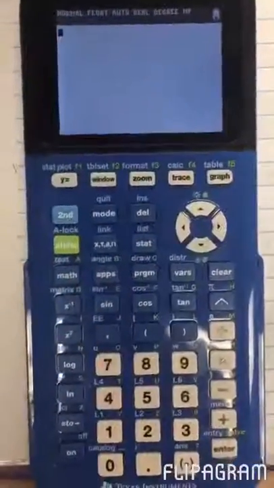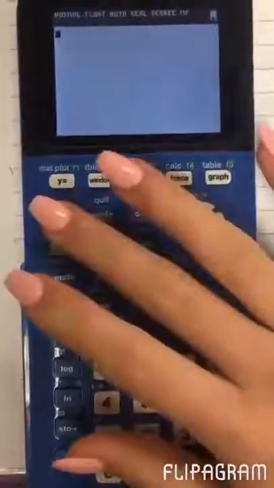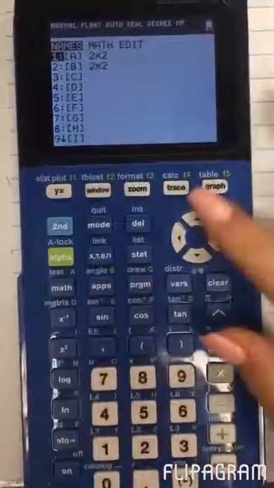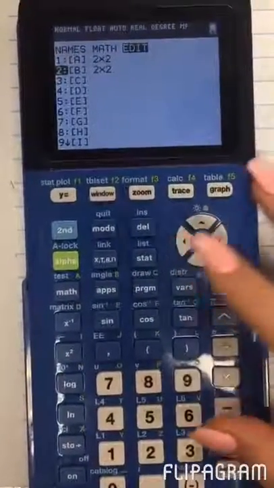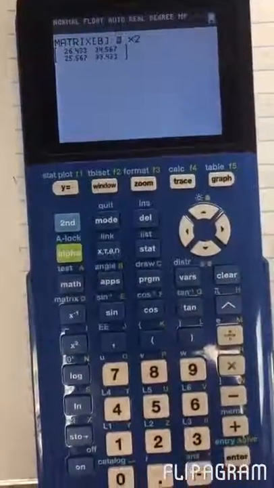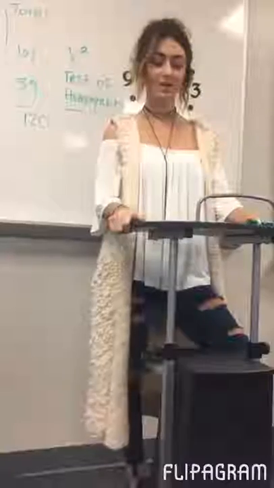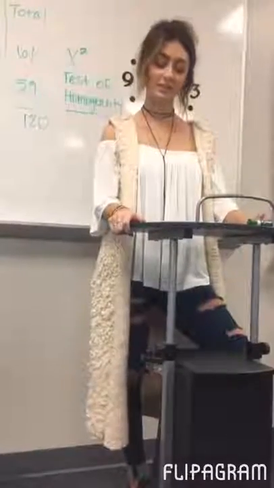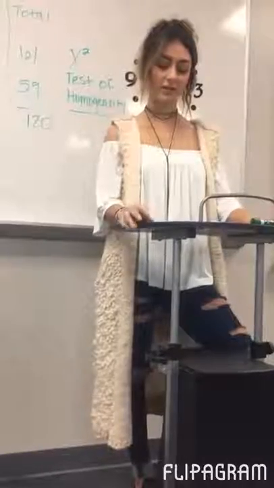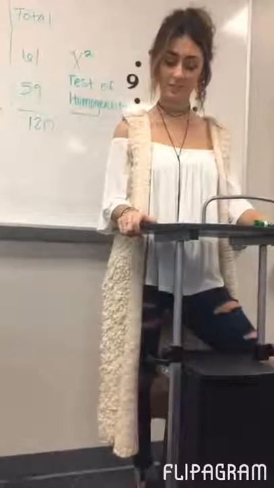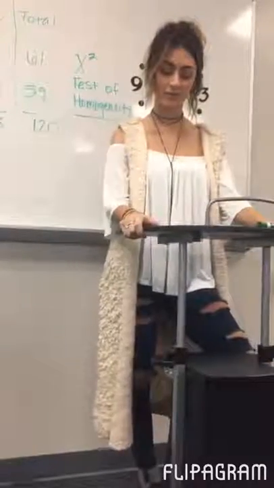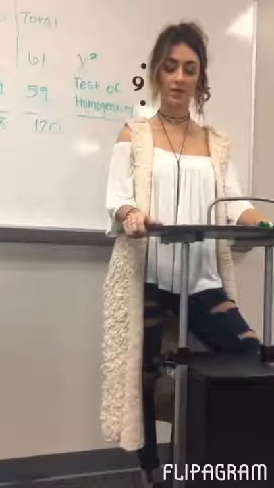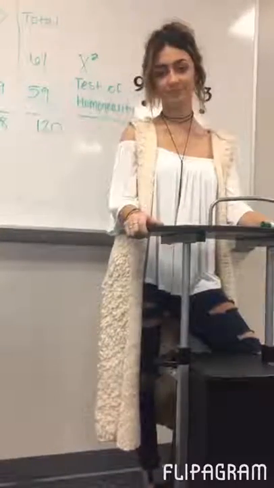And then to find your expected values, go to second matrix, scroll over to edit, and down to matrix B. And these are your expected. So for step number 3, now that we've calculated in the calculator, we have our chi-squared as 2.66, our p-value as 0.10, our degrees of freedom at 1, and our alpha at 0.05.